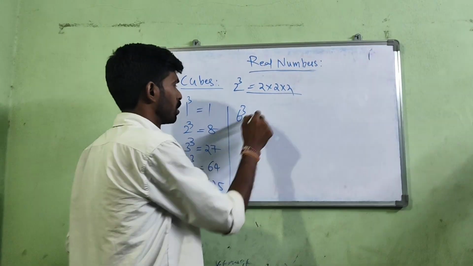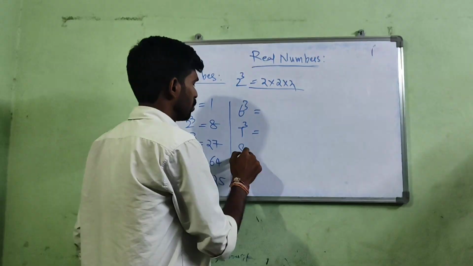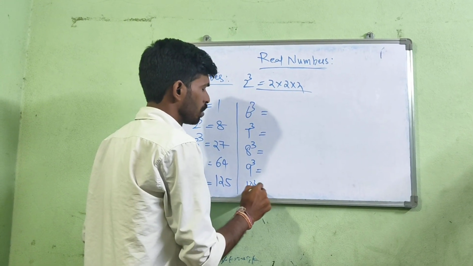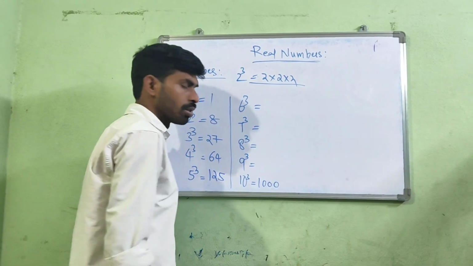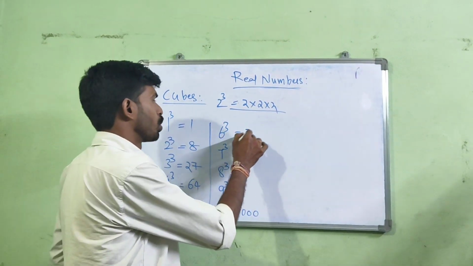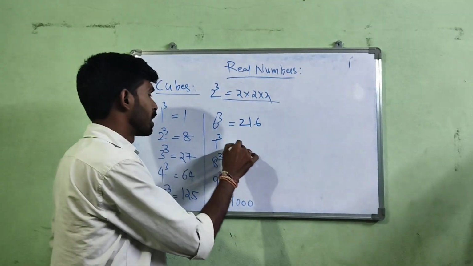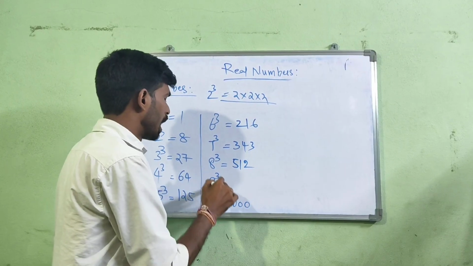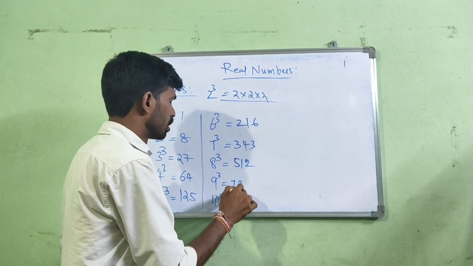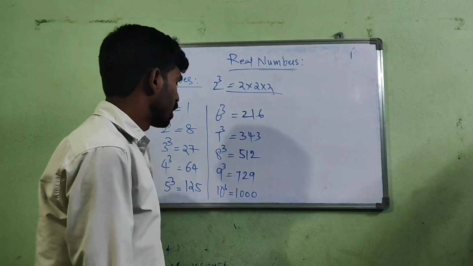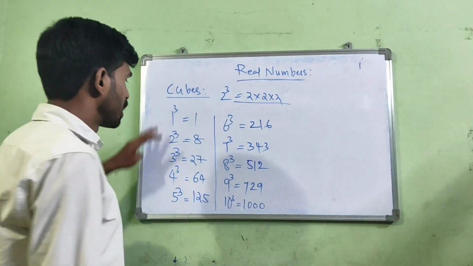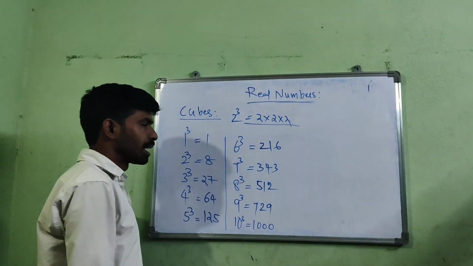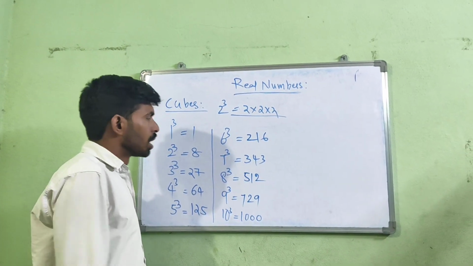Next 6 cube, 7 cube, 8 cube, 9 cube, 10 cube. 10 cube you know that is 1000. Simply now 6 cube 216, and 7 cube is 343, 8 cube is 512, and 9 cube is 729. Now we need to remember these 1 to 10 cubes, which are important. This is very important for each and every student.